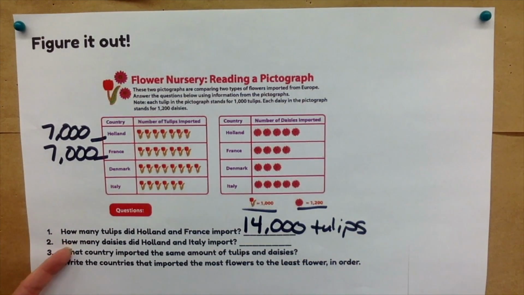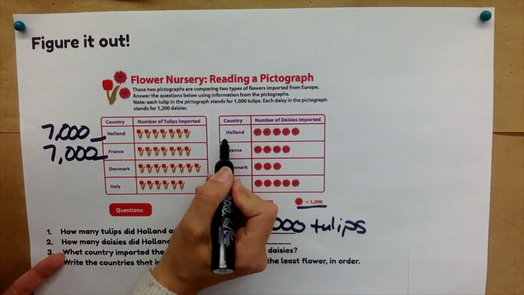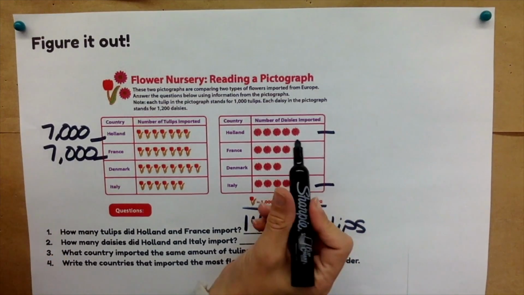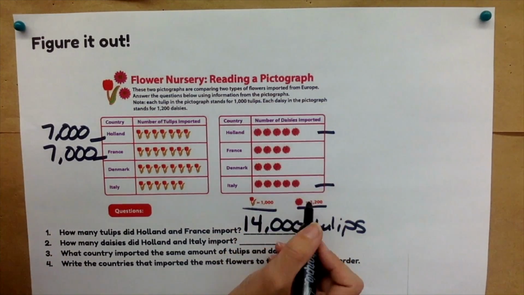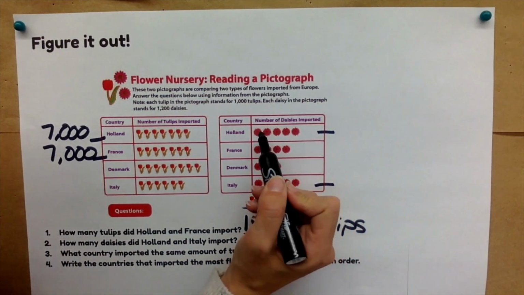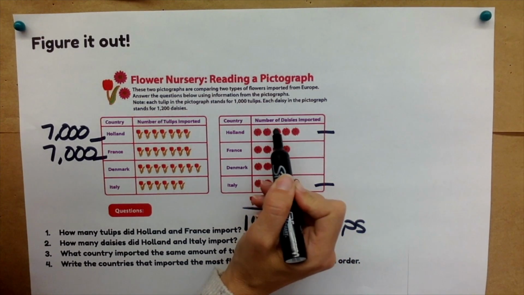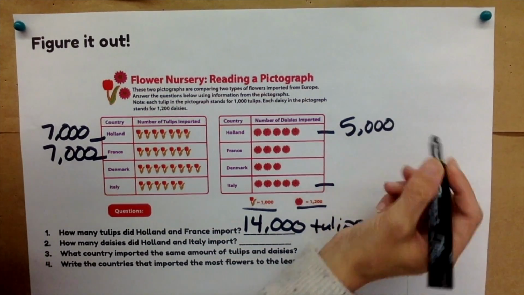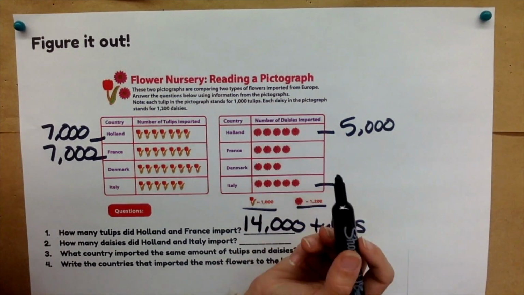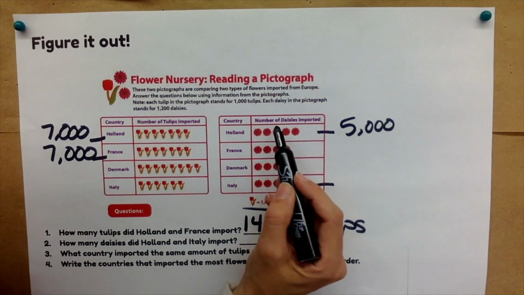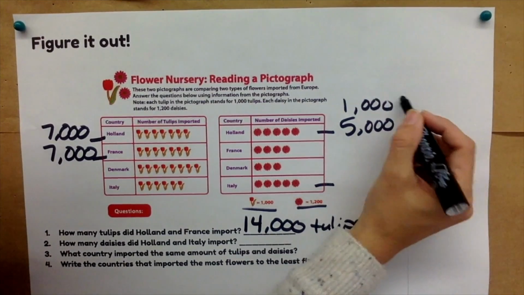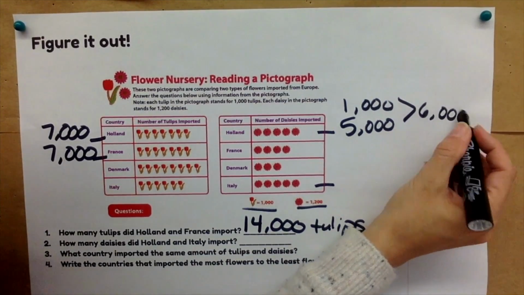Okay, how many daisies did Holland and Italy import? So we have Holland and Italy. So we know that each one of these is 1,000, but then it's an extra 200. So I'm going to do 1,000, 2,000, 3,000, 4,000, 5,000. So that's the thousands place. So now we do 200, count by twos, 200, 400, 600, 800, 1,000, plus another 1,000. So we know that that is 6,000.